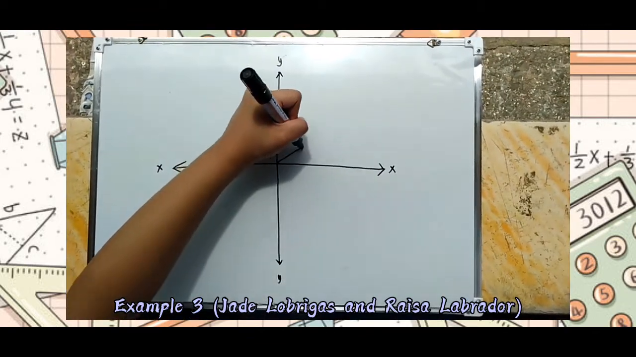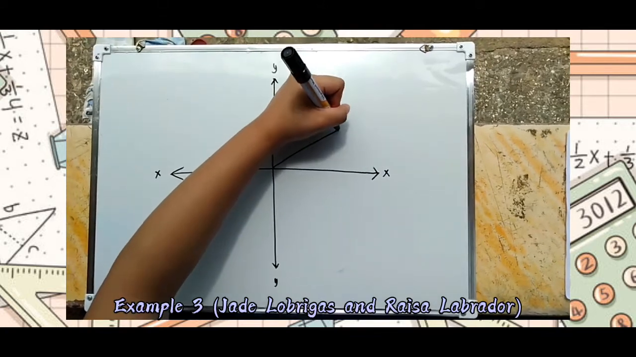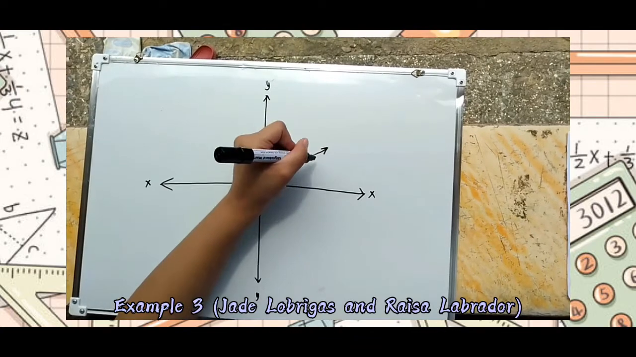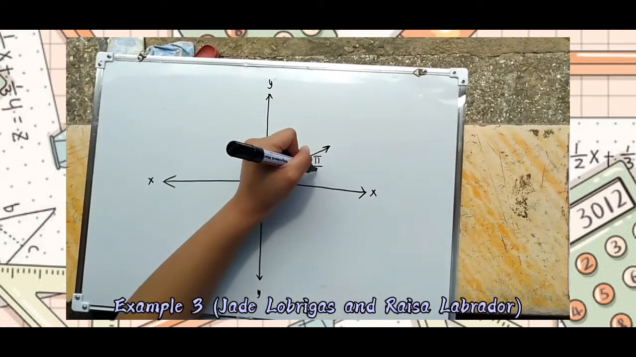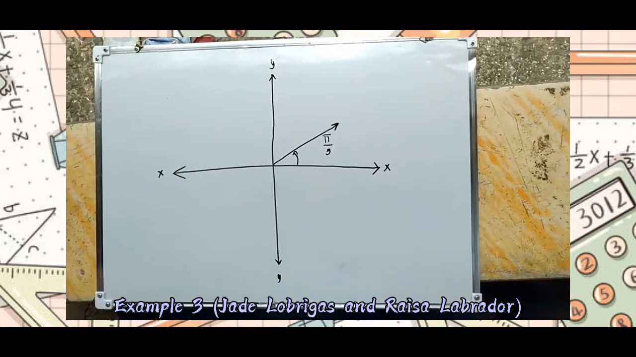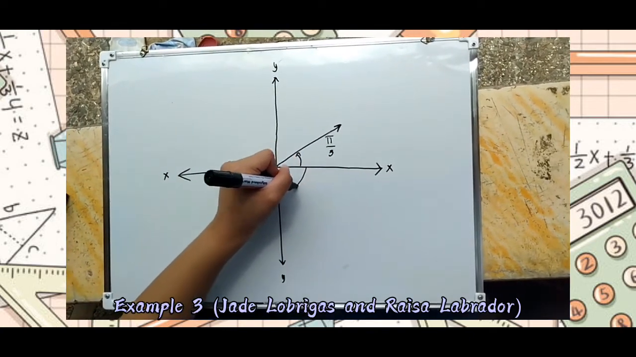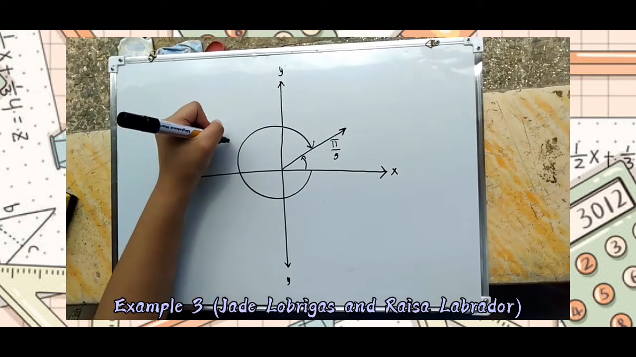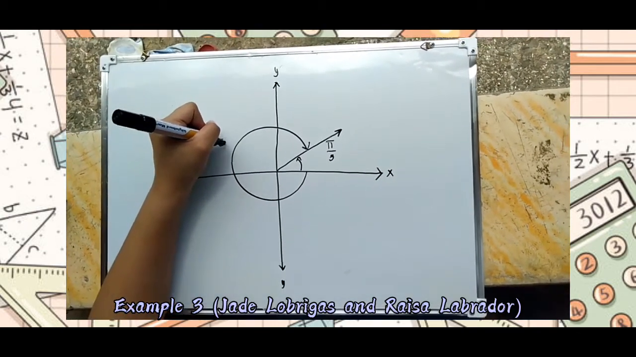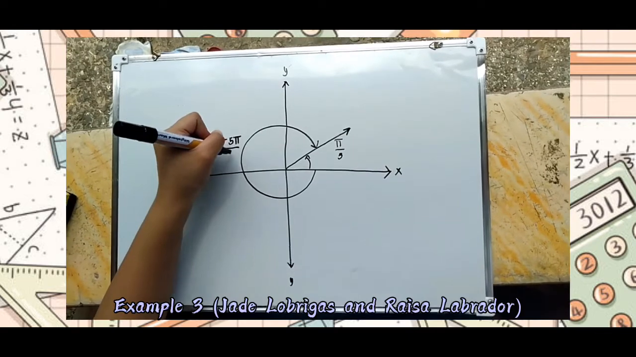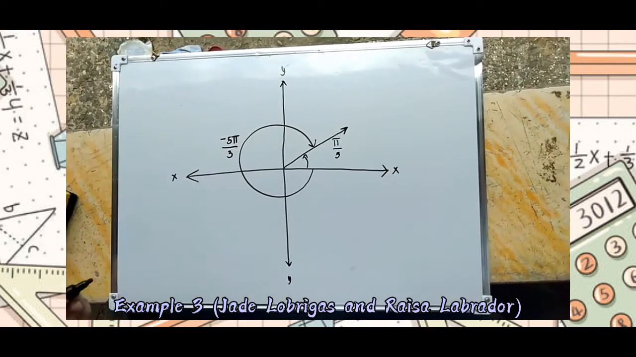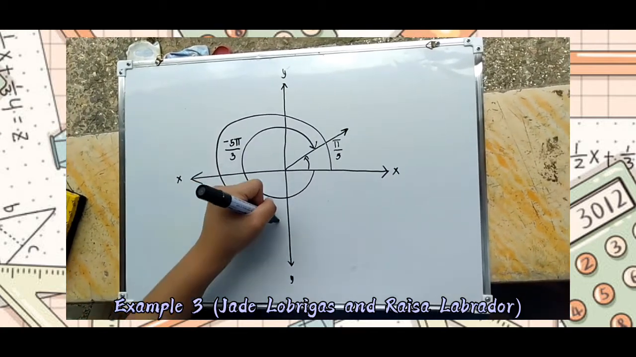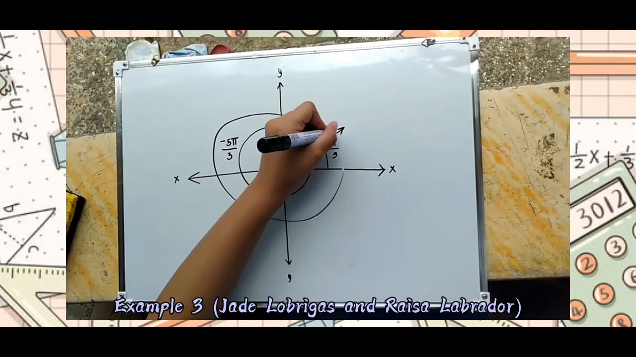In graphing these, we have to remember that pi is equivalent to 180 degrees and 2 pi is equal to 360 degrees. The positive coterminal angles run counterclockwise, while negative coterminal angles run clockwise. And these are the graphs showing 7 pi over 3 and negative 5 pi over 3, which are the positive and negative coterminal angles of pi over 3.